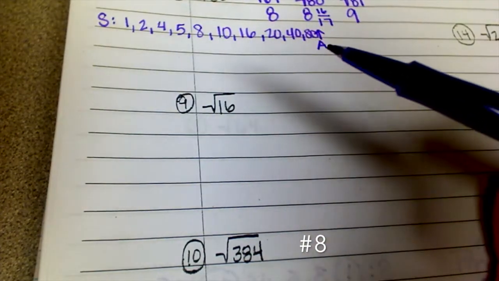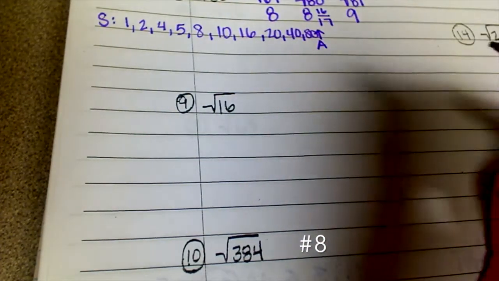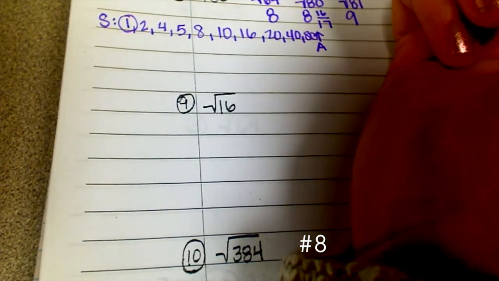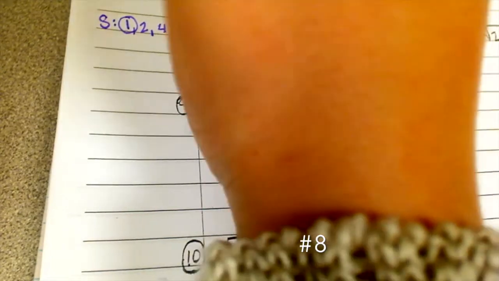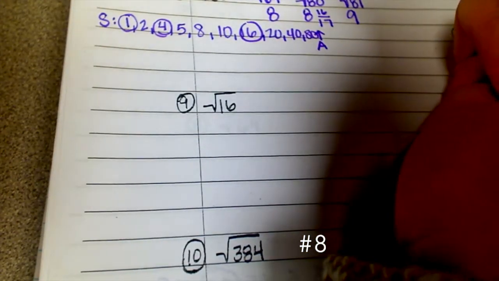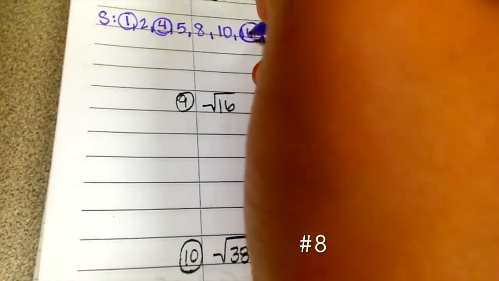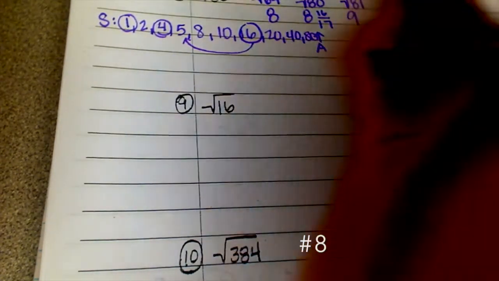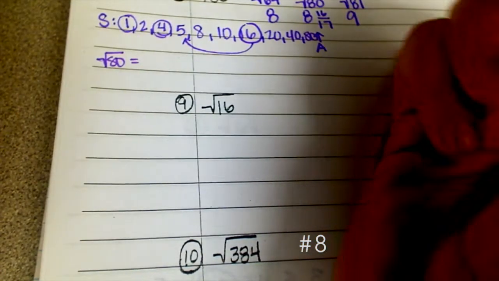Out of all of those, which ones are perfect squares? I know one is a perfect square. What's another perfect square on the list? 16 and 4. I'm hearing those. Any other ones? Okay, and so 16 times what? 16 is the highest one, so that's 16 times 5. We're going to say the square root of 80 is equal to the square root of 16 times 5.